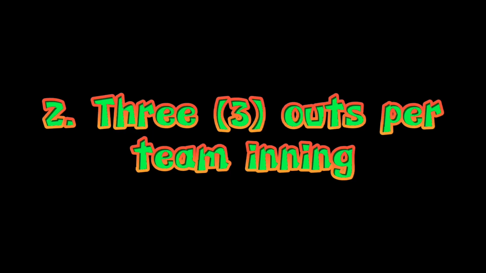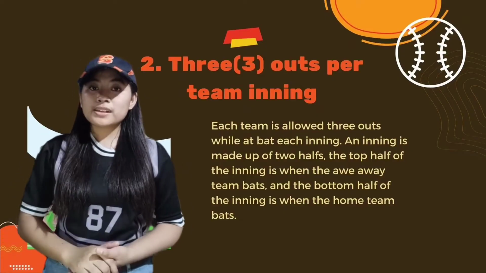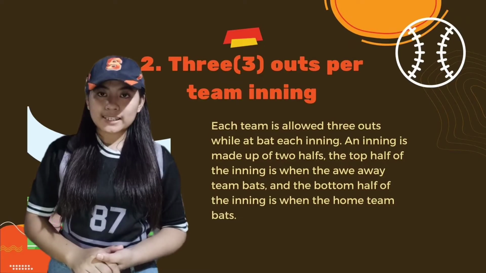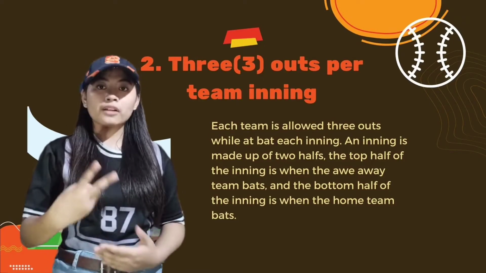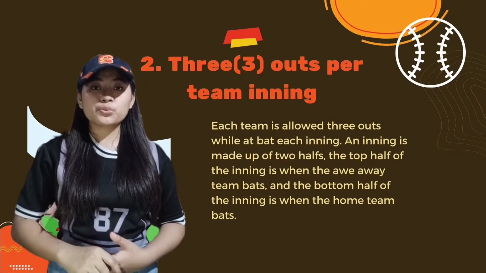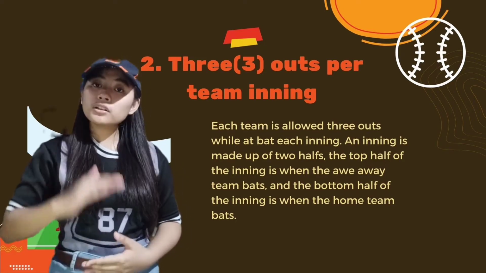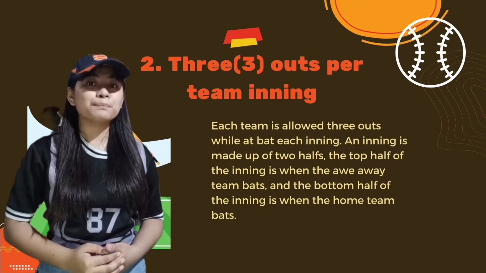Number 2. 3 outs per team inning. Each team is allowed 3 outs while at bat each inning. An inning is made of two halves. The top half of the inning is when the away team bats, and the bottom half of the inning is when the home team bats.